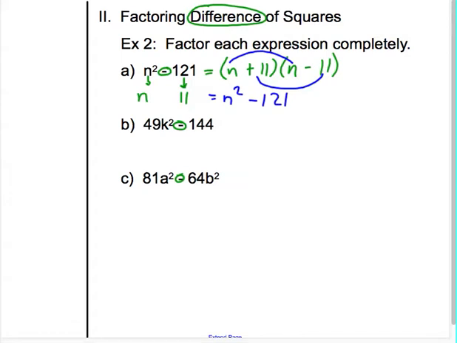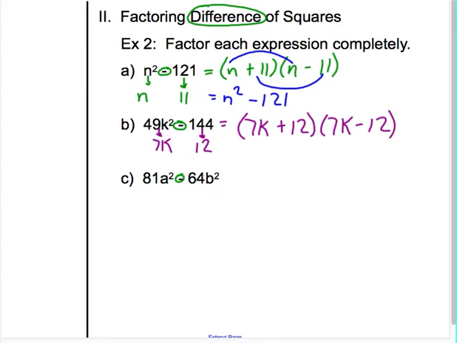Looking at the second one, the square root of 49 is 7, and the square root of k squared is k. The square root of 144 is 12, so those are the two pieces for our conjugates. So we get 7k plus 12 and 7k minus 12. And again, you can put that plus and minus in either order.